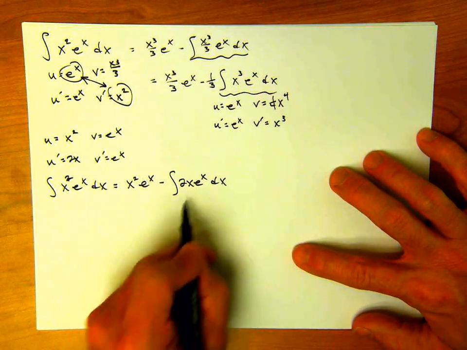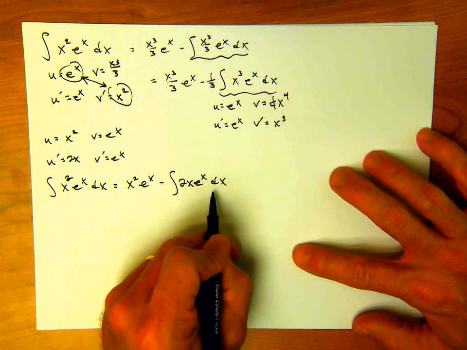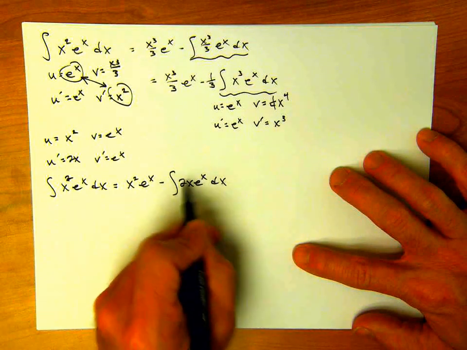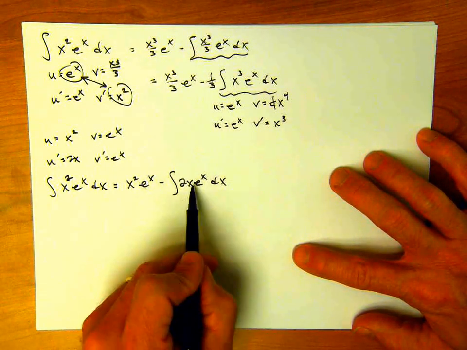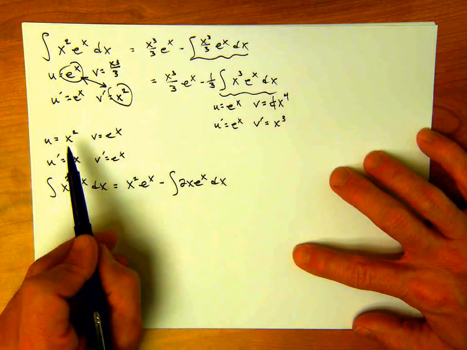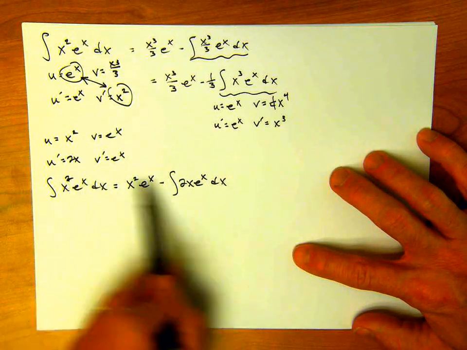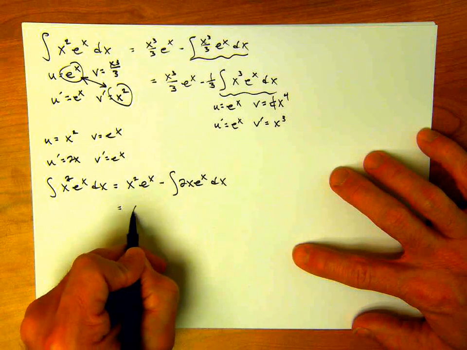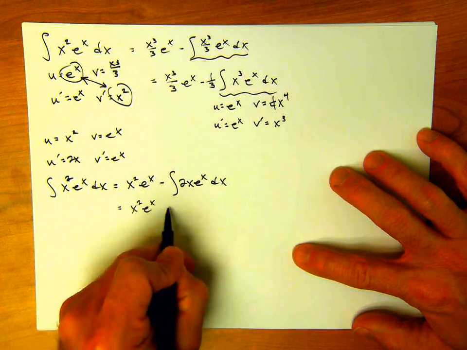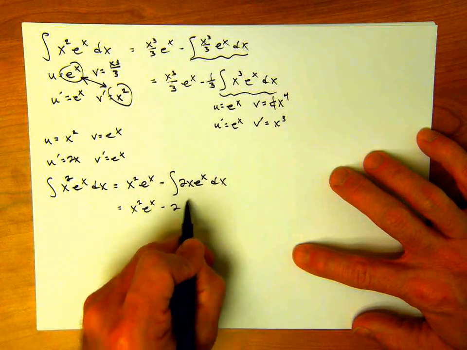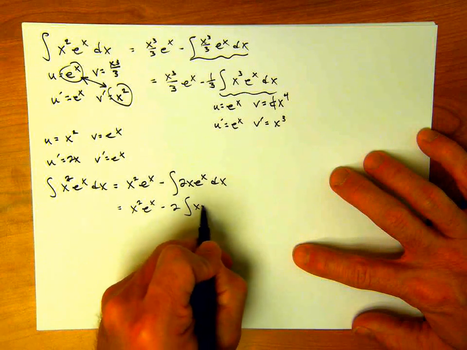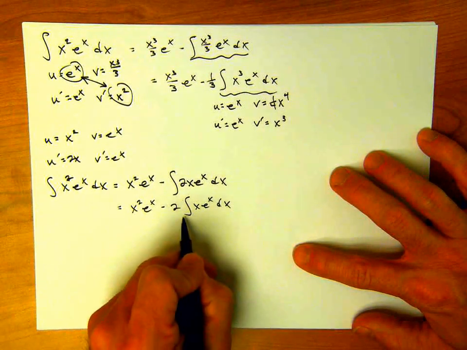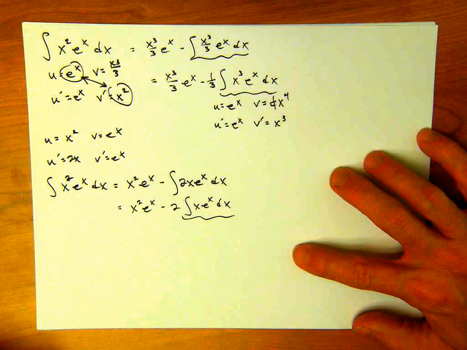All right, well, we still don't have something we know how to find the integral of, but notice that we're better now, right? We've gone from originally having an x squared, now we're down to having an x. So let's see what we can do with this. We have x squared e to the x minus, I'm going to bring this 2 out, integral x e to the x dx. Yep, let's use integration by parts on that.